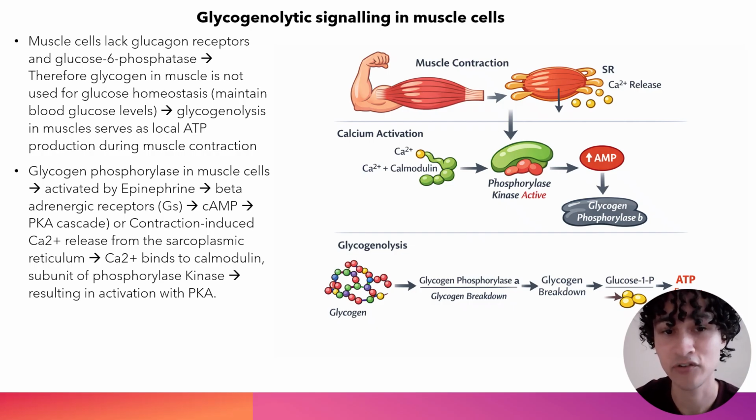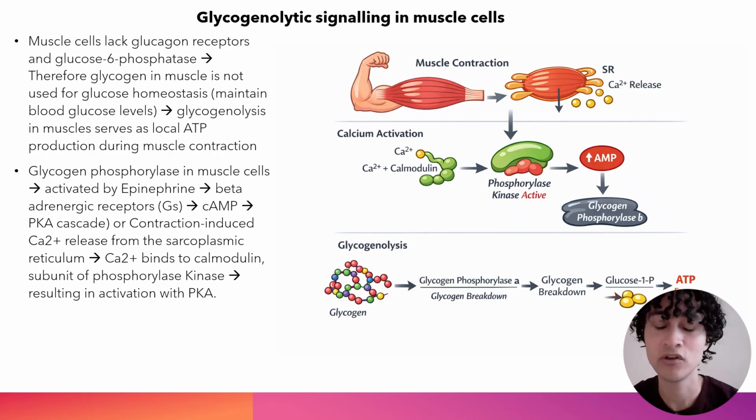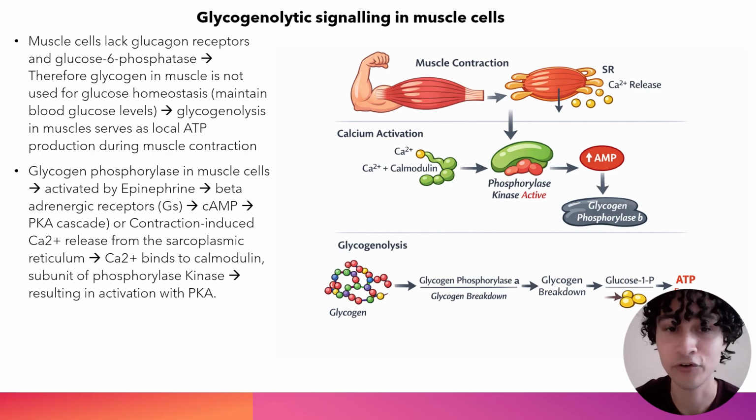Now, in muscle cells, glycogenolysis serves a completely different function. It is quick access to ATP. Muscle contraction is a very ATP-demanding process, so glycogenolysis in muscle serves as local ATP production during muscle contraction to meet energy demands. And of course, glycogen phosphorylase in muscle cells is not activated by glucagon, because muscle tissue does not express glucagon receptors. Instead, they express beta adrenergic receptors and alpha-1 adrenergic receptors. So glycogen phosphorylase is actually activated by epinephrine, or most people will know that hormone as adrenaline.